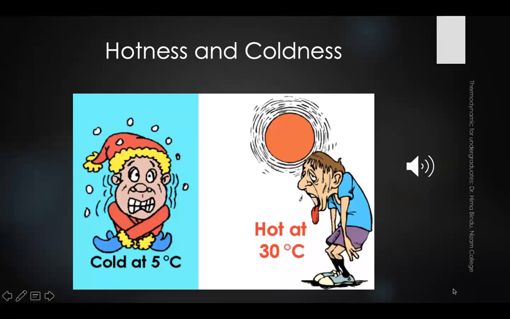You can see an example figure of feeling hot or cold. If you stand in the hot sun, you start feeling terrible. And during winters, when the temperature is below 5 degrees, then also you feel terrible. But there is a temperature difference: the lower the temperature, the more cold you feel, and the greater the temperature, the more hot you feel.